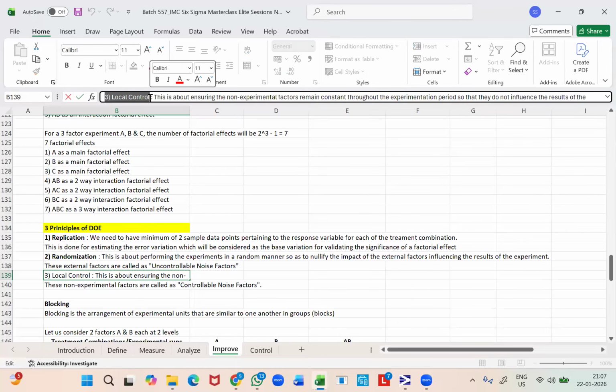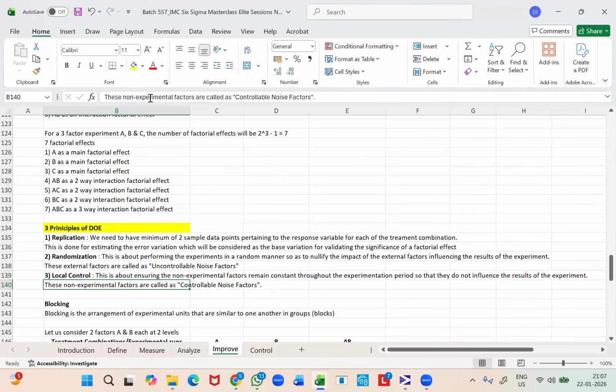We have already seen how the influence of external factors can be nullified. In the case of local control, it is about nullifying the impact of non-experimental factors influencing the results of the experiment. Say, for example, in the coffee preparation scenario, what are the experimental factors we have considered? The temperature at which the coffee is heated, and the quantum of coffee powder. And when we conduct the experiment, obviously, we will be preparing the coffee considering all the other non-experimental factors like milk, sugar, water, etc., right?